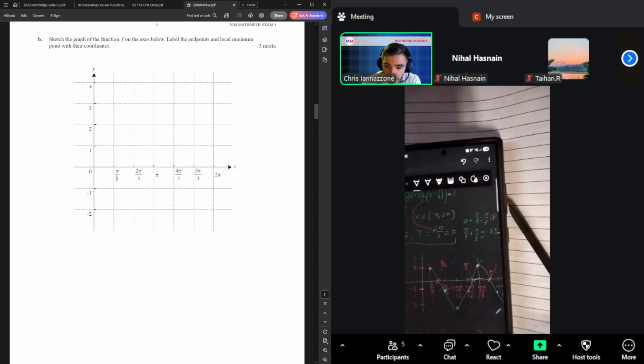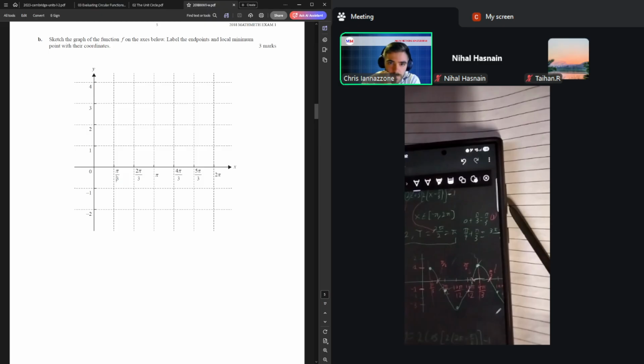As for how I went in methods, I got a 39 scaled when I did mine. So even though I did screw up this graph here, it didn't turn out too poorly.